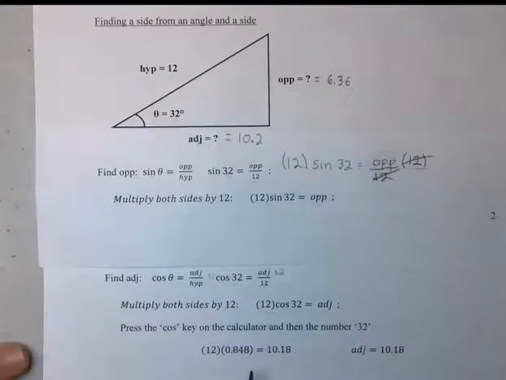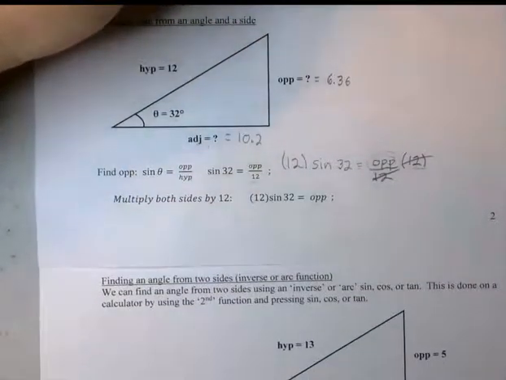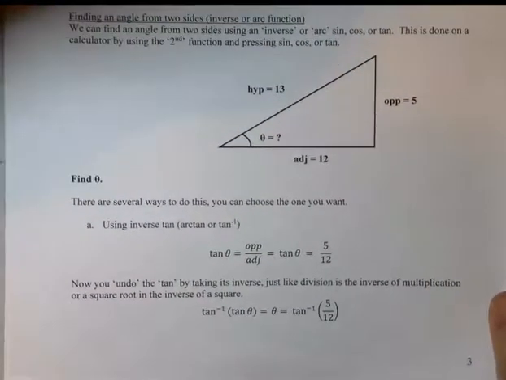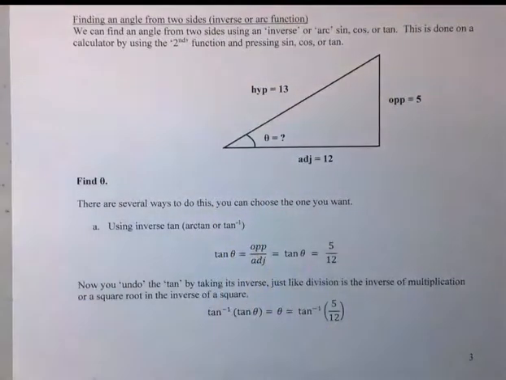I did it down here again. I punched out the cosine of 32 and wrote it out, but you don't have to do that. That would be 12 times the cosine of 32, and that gives you 10.18. I wrote 10.2, same thing. All right, let's keep pushing on. Now we're going to go in the other direction, and this is going backwards from what we just did.